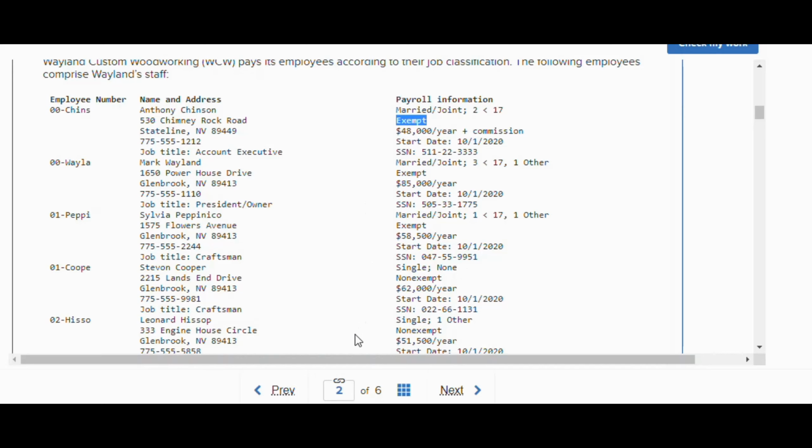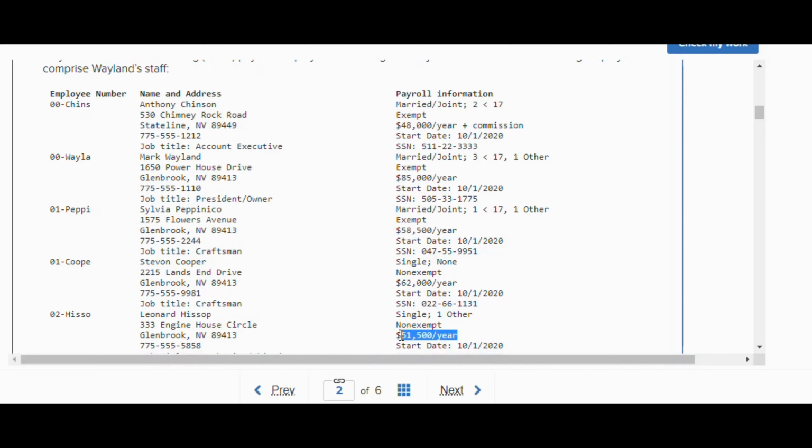The second employee we are going to focus on is Leonard Hyssop. Leonard earns $51,500 per year and is non-exempt. To review this concept, exempt employees receive their pay regardless of the number of hours it takes for them to complete the job. A non-exempt employee will receive their normal salary plus may receive overtime at a rate of 1.5 times their normal hourly rate.